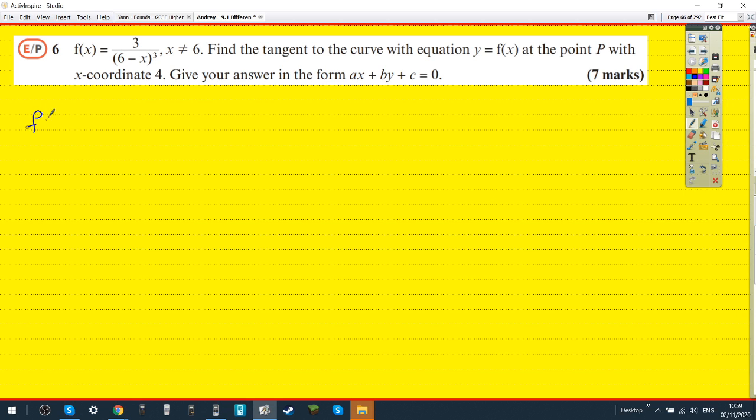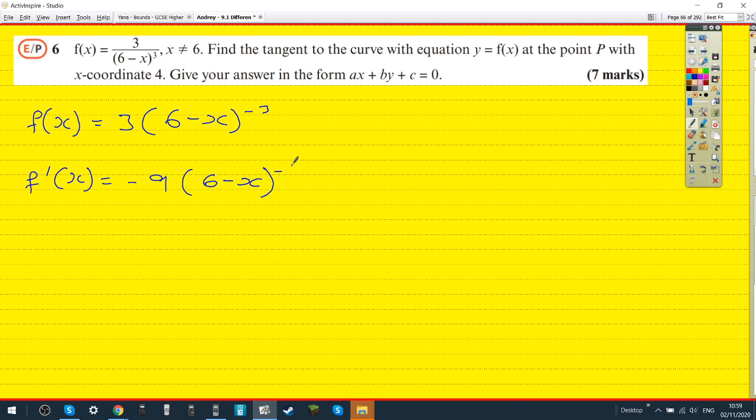Would I have to start off by doing 3 times 6 minus x to the minus 3? Yeah. And so derivative of that? Which will then become minus 9, and then 6 minus x to the minus 4, sorry, minus 4. Yeah. Is that the derivative? And then I need to do times by minus 1 at the end. Yep. And can you simplify that? Which will then become 9, 6 minus x to the minus 4.